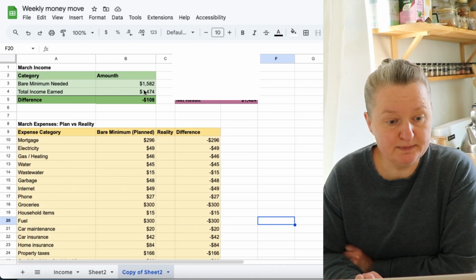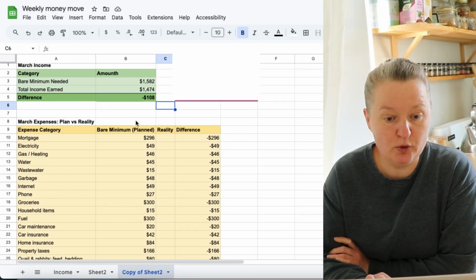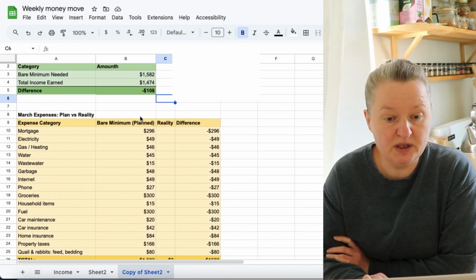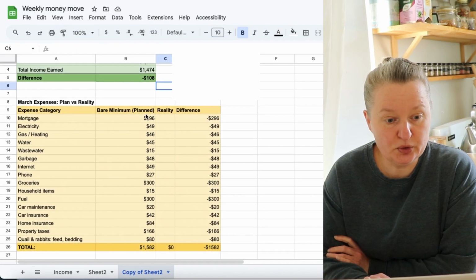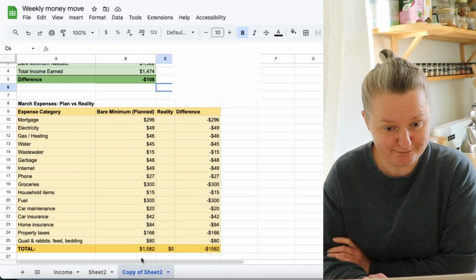As we can see, my bare minimum is $1,582, and I actually made $1,474. So I'm already $100 short from my bare minimum needed. Now let's move to expenses, planned versus reality.